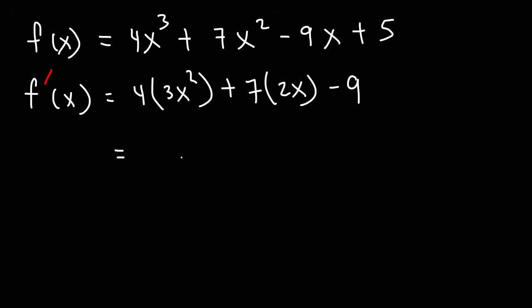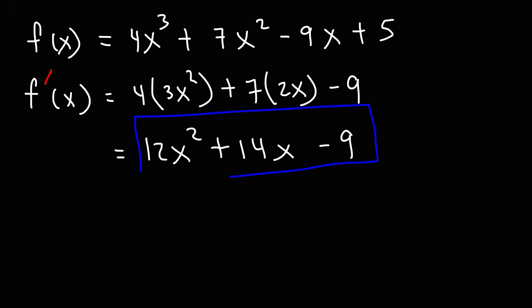So the answer for this example is going to be 4 times 3, which is 12. 7 times 2 is 14. And so it's going to be 12x squared plus 14x minus 9. So that is the derivative of the original function.